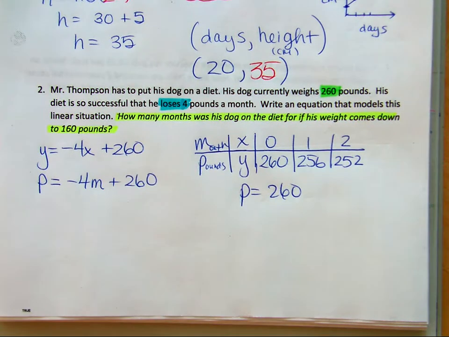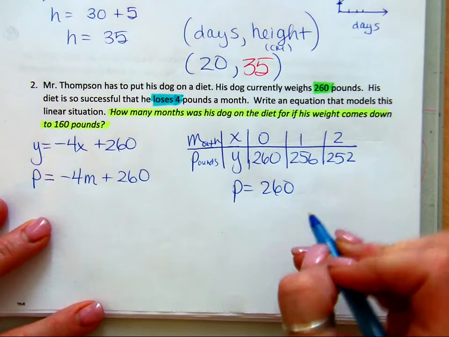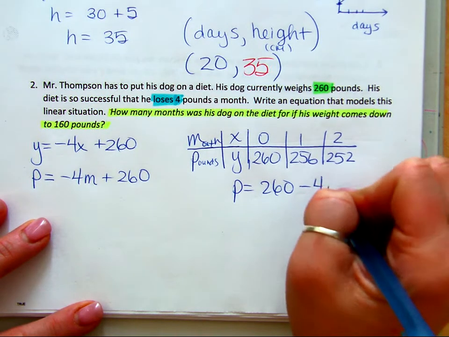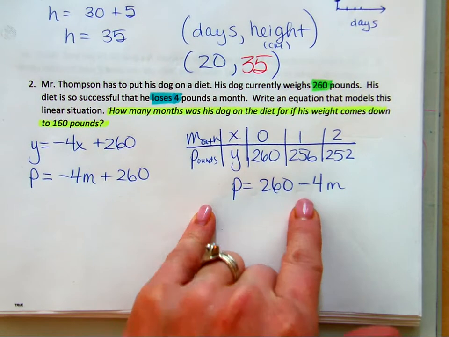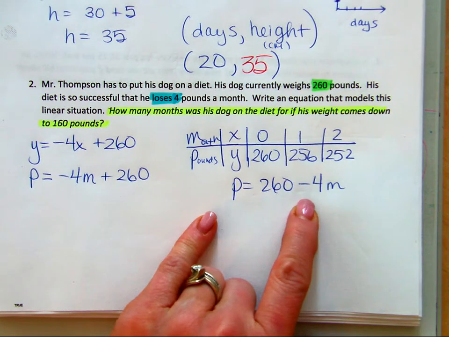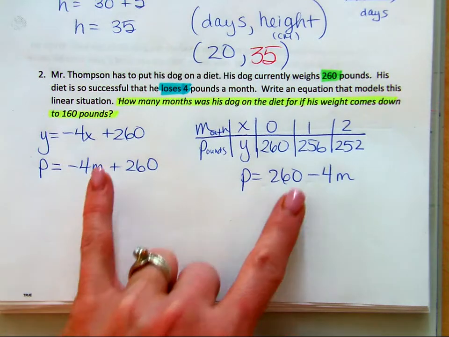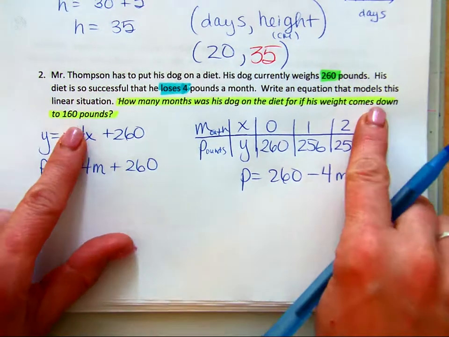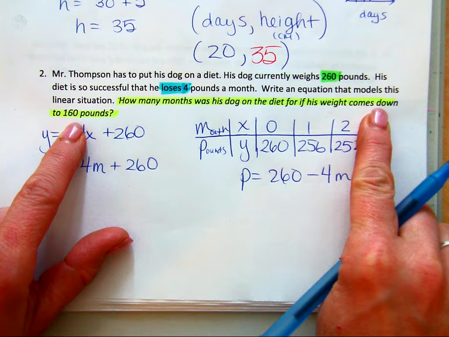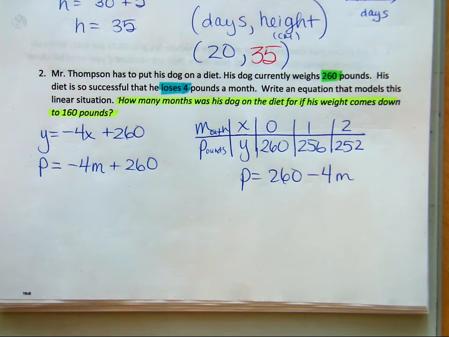So somebody says, it makes more sense that I'm going to put the starting value first, and then the rate of change after. So he's starting at 260 and losing 4 pounds a month. Can you write it whichever way you want? Yeah. Okay? I don't really care. All right. The important part is you have exactly what you need to be able to answer that question in yellow. How many months was his dog on the diet for if his weight came down to 160 pounds?